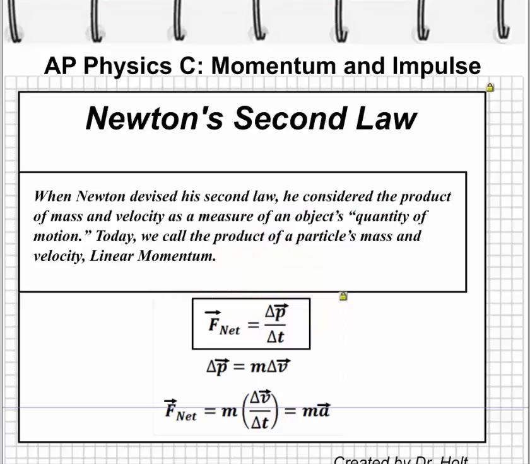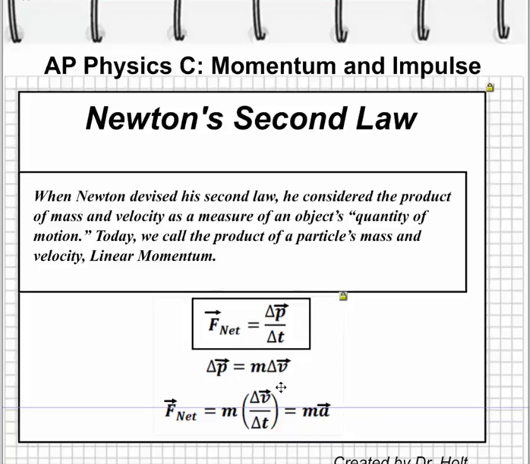When we think of Newton's second law, we usually think of net force equals mass times acceleration. However, when Newton devised his second law, he considered the product of mass and velocity as a measure of an object's quantity of motion. Today we call the product of a particle's mass and velocity linear momentum.